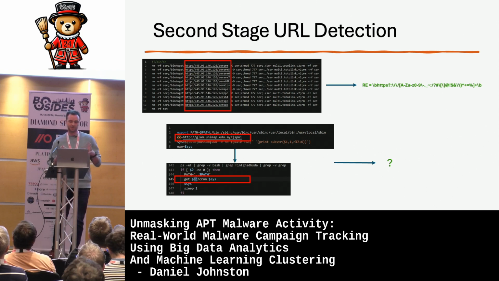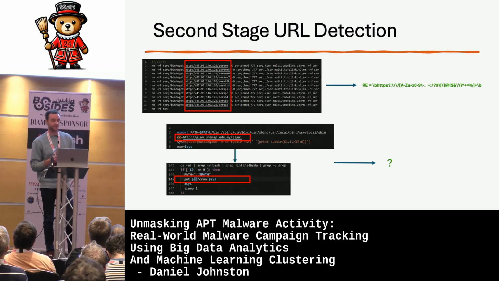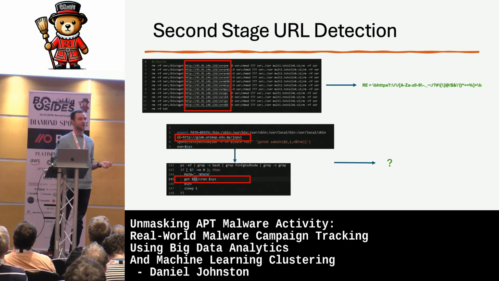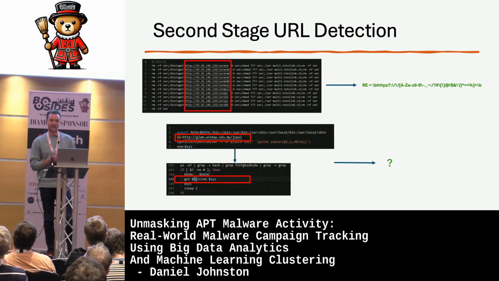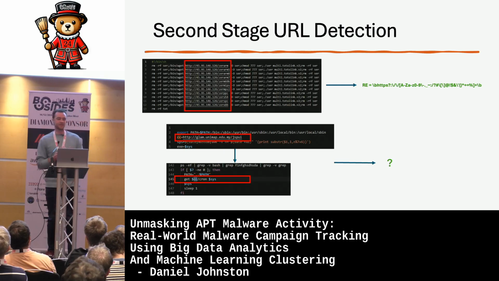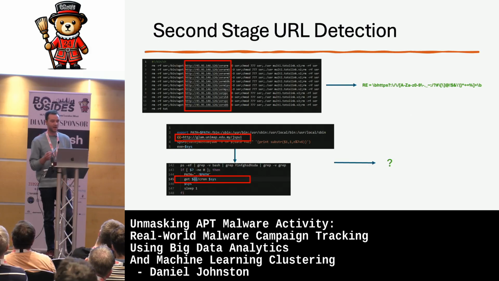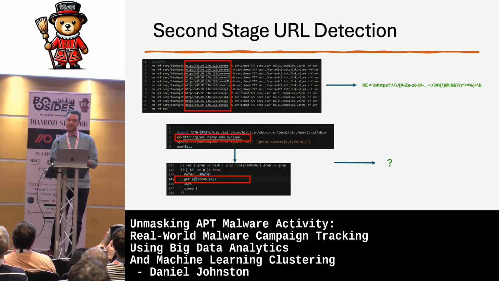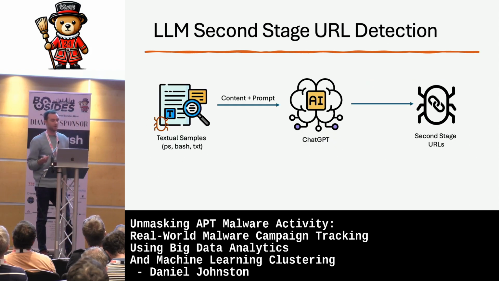Baked into our downloader service, we have something that we call second stage URL detection. For web delivered samples especially, we see a lot of textual samples, things like bash scripts or PowerShell scripts, which are essentially downloaders for second stage binaries. So what we did was apply a regular expression to these textual samples to try and extract the second stage URLs. But we soon found that for textual samples where URLs are split between parameters, for example, a regular expression is just not going to cut it. So that's why we came up with LLM second stage URL detection.